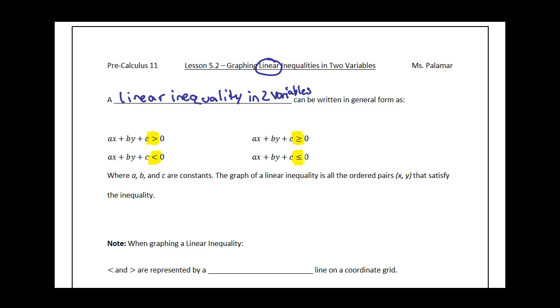These are the four inequality signs. Now a, b, and c are all constants here, and the graph of a linear inequality is all the ordered pairs (x, y) that satisfy the inequality. So, special note: all the ordered pairs that satisfy the inequality.